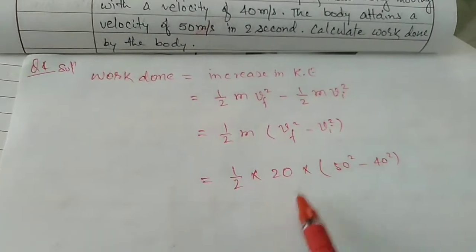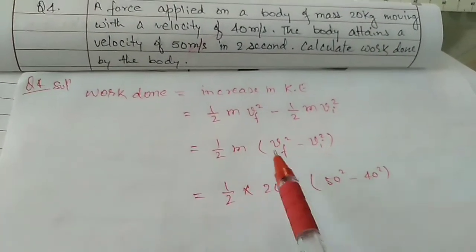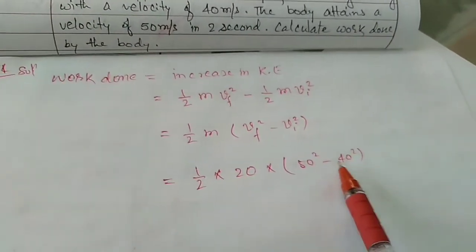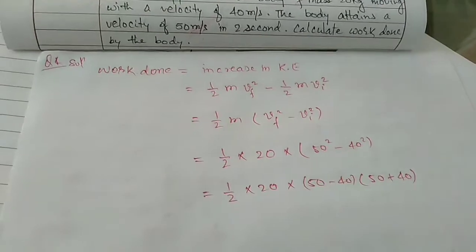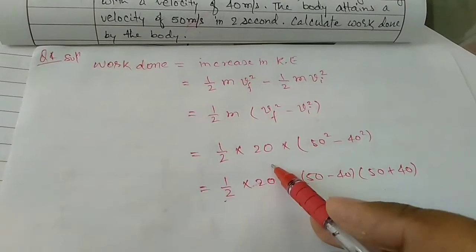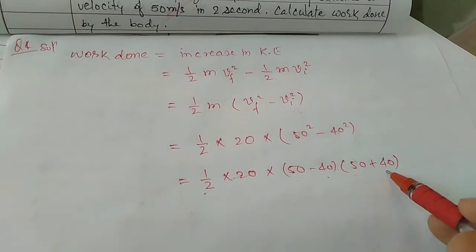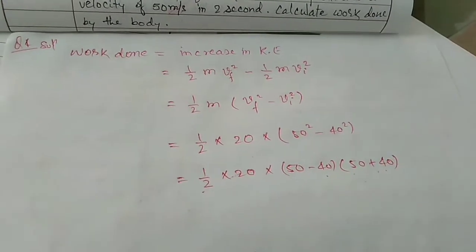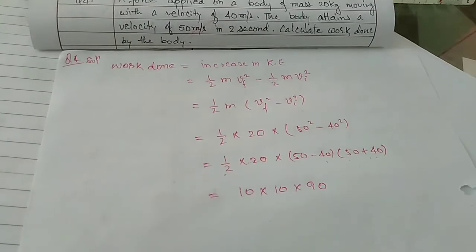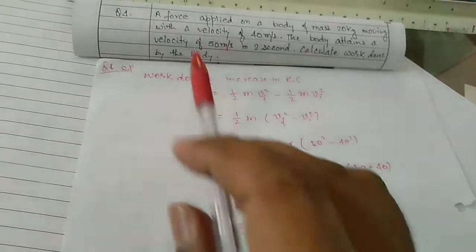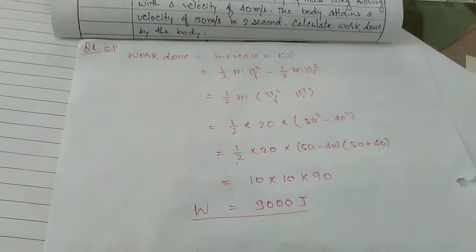So on placing the value, mass is 20 kg. Here it is, final velocity 50 and initial is 40. So it is a square minus b square. We can write a plus b and a minus b. So on cancelling, this will come 10. 10 into 100, and 50 plus 40 is 90. 90 into 100 will come 9000. So this is work done on the body is 9000 joule. Solution for the question 4.